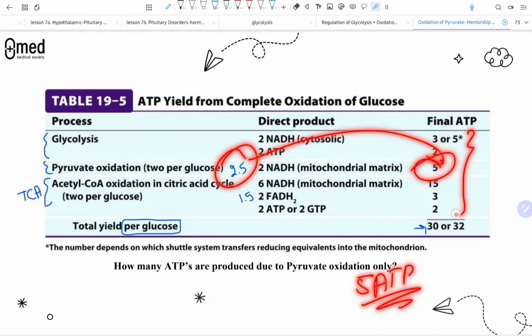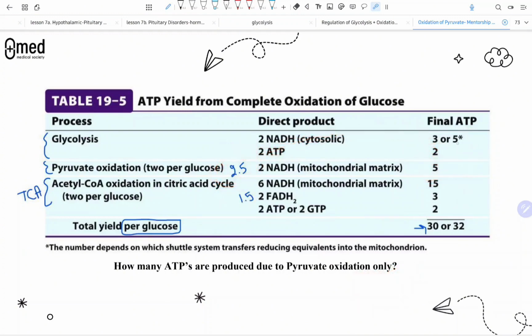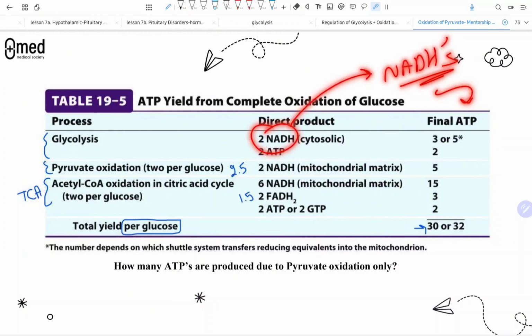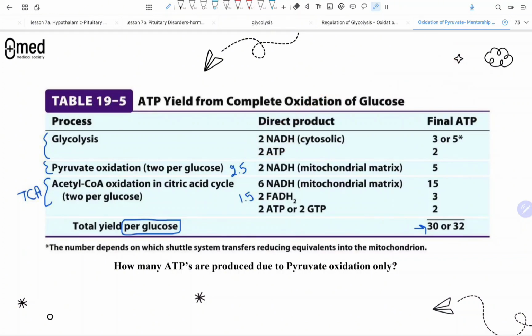And if you add all of these ATPs that are formed, you're gonna have 30 or 32. Now you're gonna tell me, why is it not one number, and why is this 3 or 5? So this actually entirely depends on the efficiency of the cell to shuttle or send NADH's electrons into the mitochondria, okay? It just depends on the efficiency and if the cell is working hard or not, okay? I hope this makes sense.